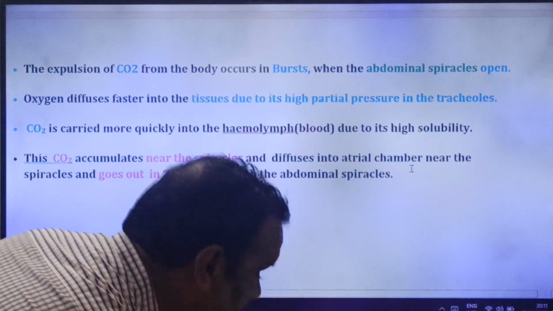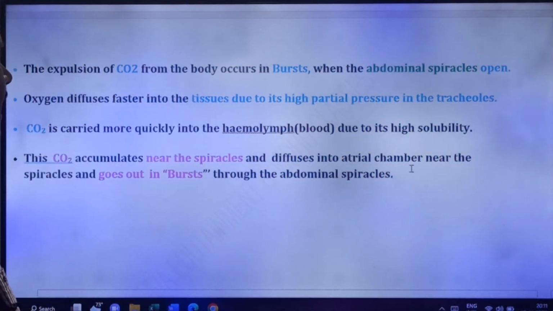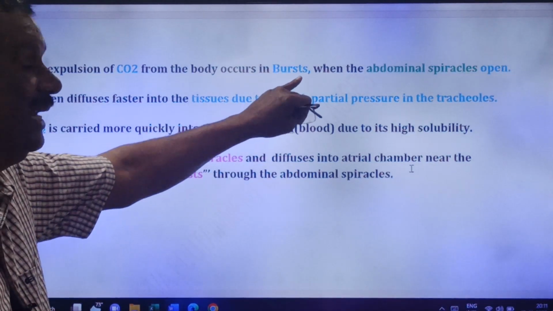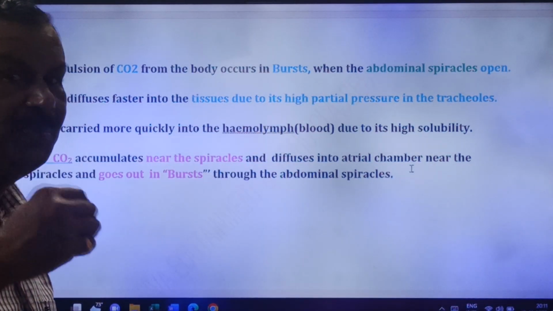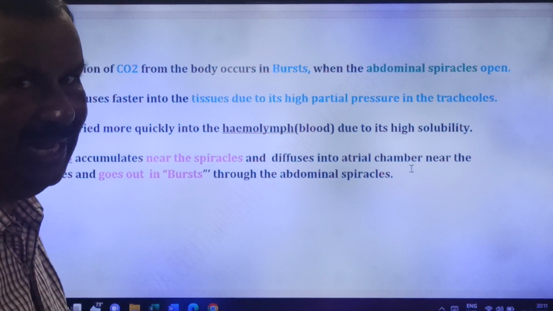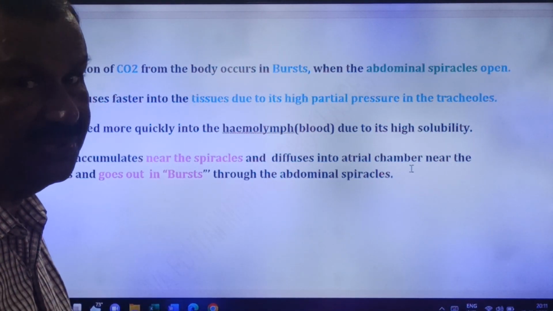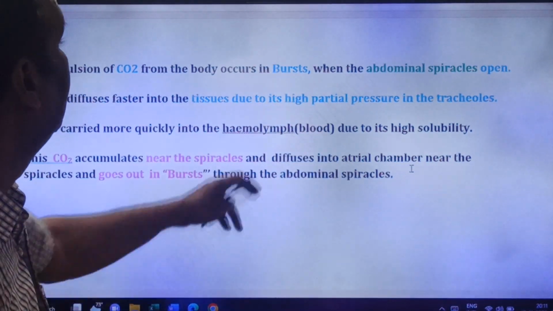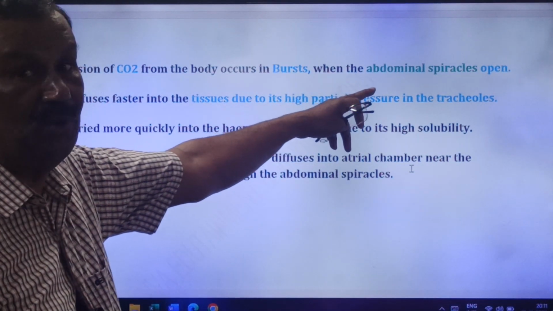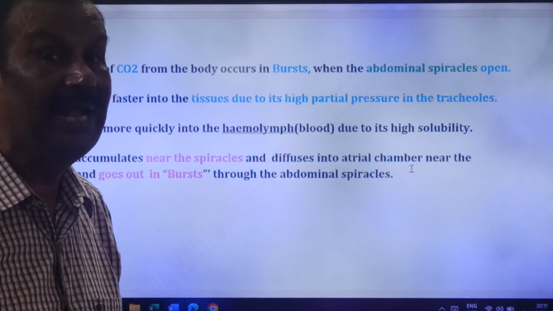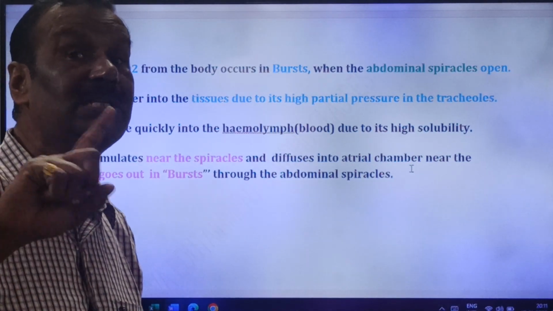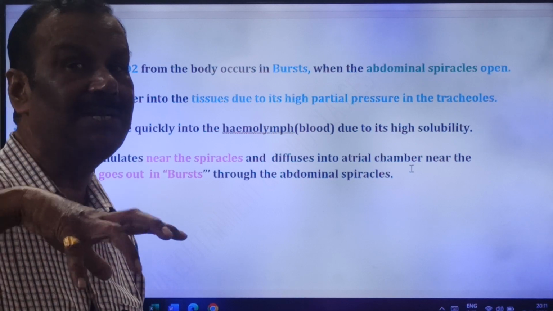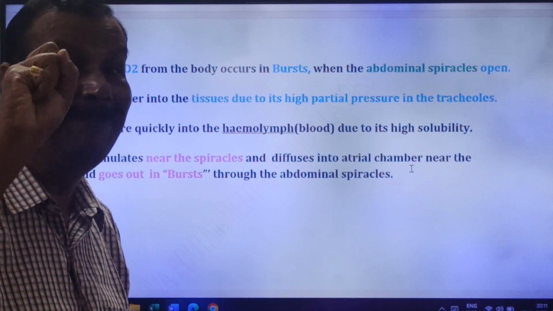See friends, the expulsion of carbon dioxide from the body occurs in bursts. Here you remember this word, bursts. The expulsion or the sending out of carbon dioxide is not a continuous process. It expels out in the form of a burst when the abdominal spiracles open. You know friends, during expiration, 8 pairs of abdominal spiracles open. So at that time the carbon dioxide goes out in the form of a burst.